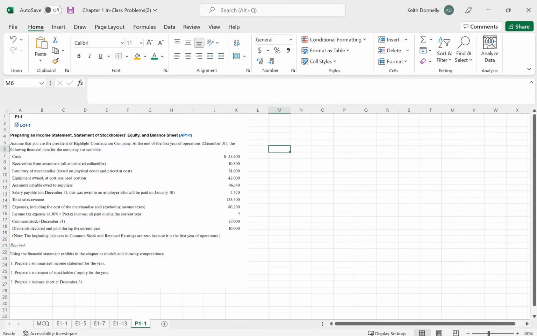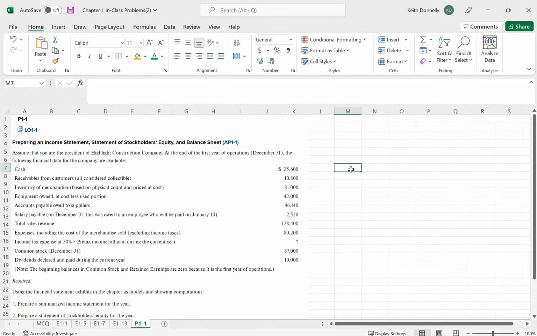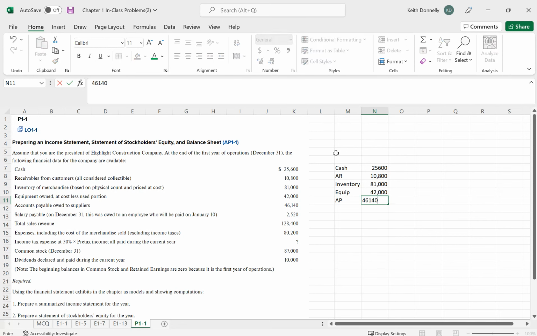Okay, so if we go through here, I'm going to zoom in a little bit. We have all different types of accounts. We have cash for $25,600. We have an account receivable for $10,800. We have inventory of $81,000. And we have equipment for $42,000. We have an account payable for $46,140. And then it looks like we have a salary payable of $25,20. We have total revenue in this case of $128,400.